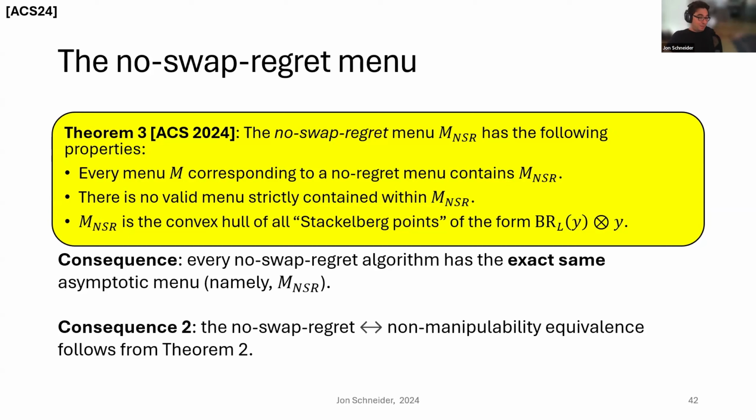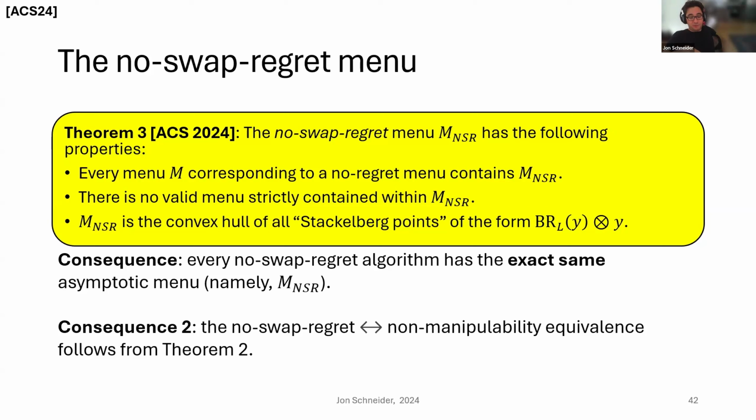This has a couple of consequences, but I'll just point out two of them, which are particularly nice. So the first is that every no swap regret algorithm actually has the same asymptotic menu, and it is this no swap regret menu. So this is really the reason why I call it the no swap regret menu, because it's actually the menu of every single no swap regret algorithm. This is not true for no external regret. No external regret algorithms can have different menus.